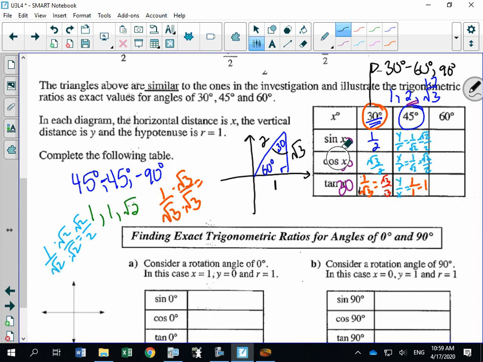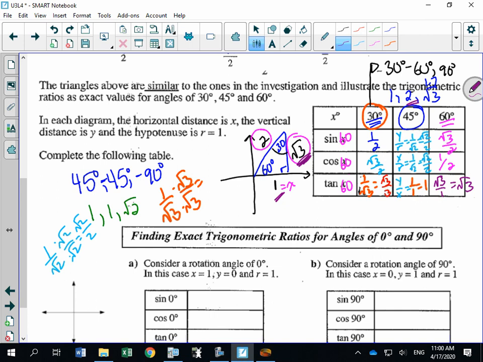Sine of, we're going to change this now to 60 degrees. So now they want 60. Sine of 60 is 7 yellow rabbits, which would be root 3 over 2. Cos of 60 is x over r. X is 1, and my radius is 2. And tan of 60 degrees is y over x. Y is right here, root 3 over 1, which is just equal to root 3.